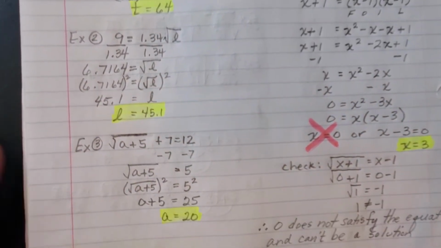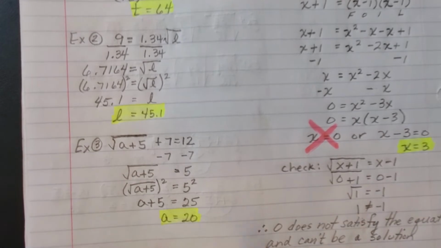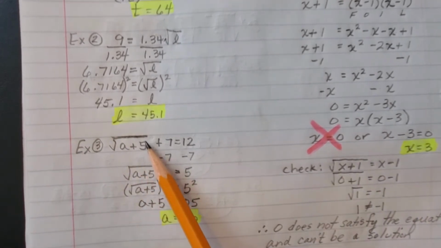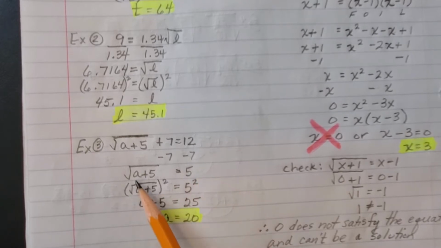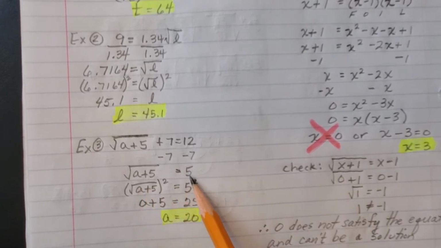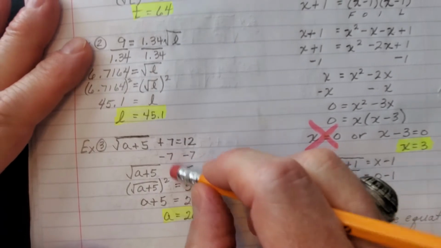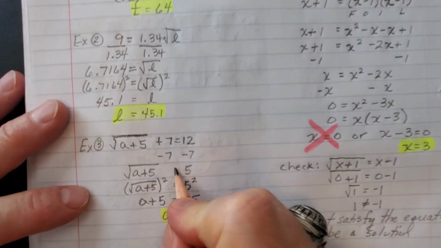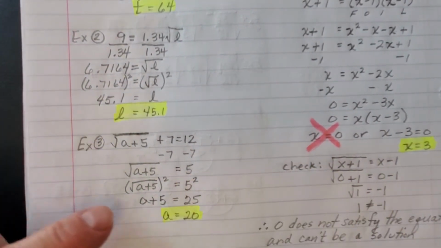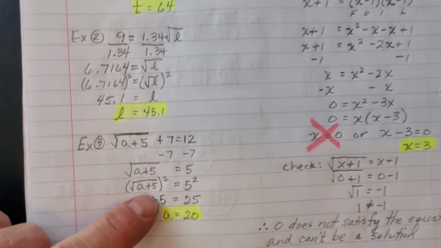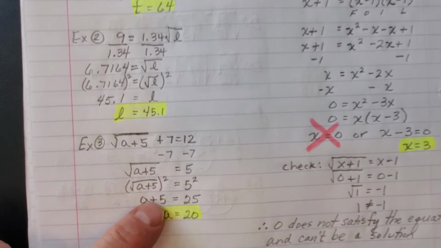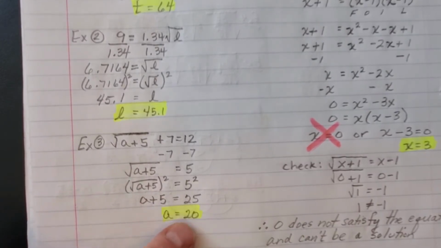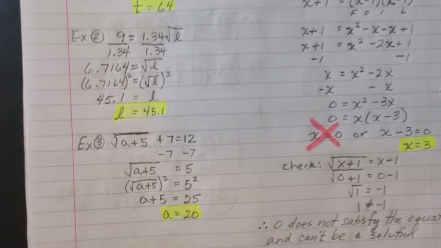Now, example 3. If we have the square root of A plus 5, underneath the radical sign, plus 7, we first subtract 7. Then we have the square root of A plus 5 equals 5. We square both sides. So the square root of A plus 5 quantity squared equals 5 squared. The square root of A plus 5 squared is A plus 5. Now we subtract 5 from both sides and get A equals 20, and we're done.